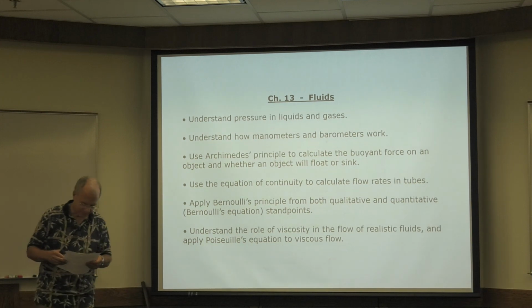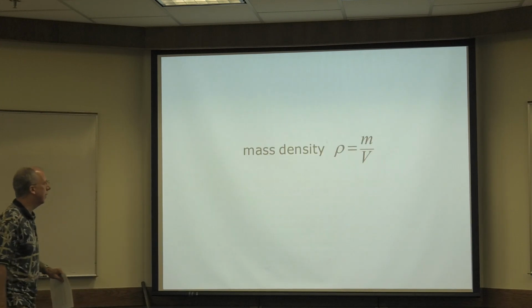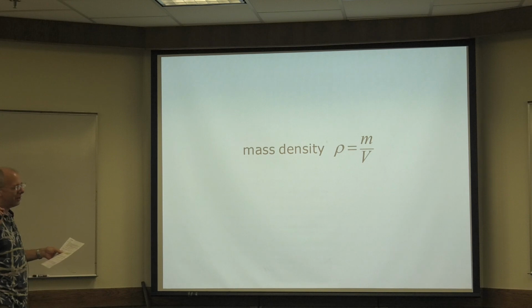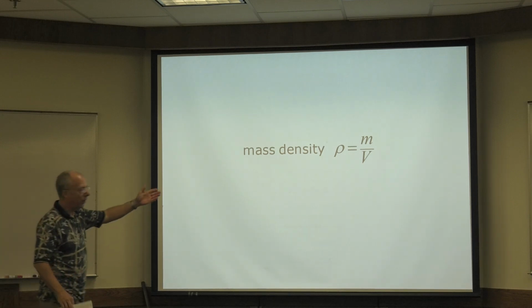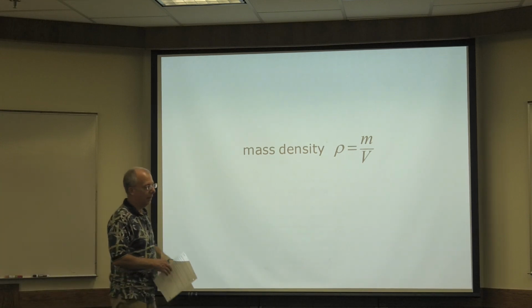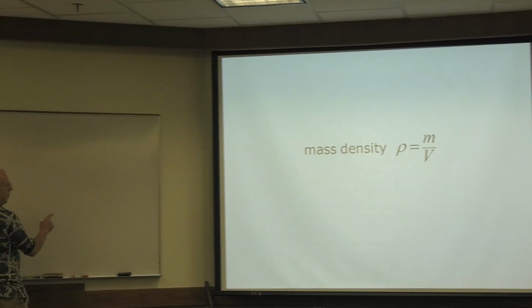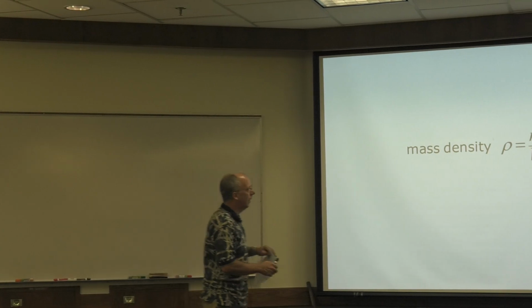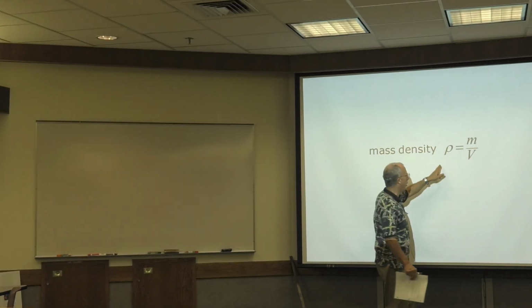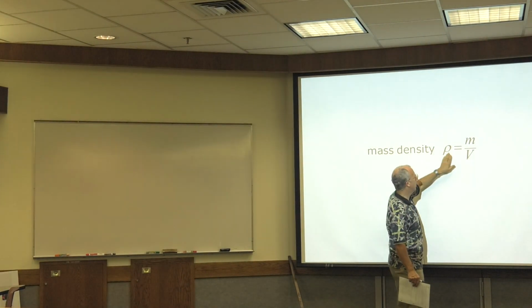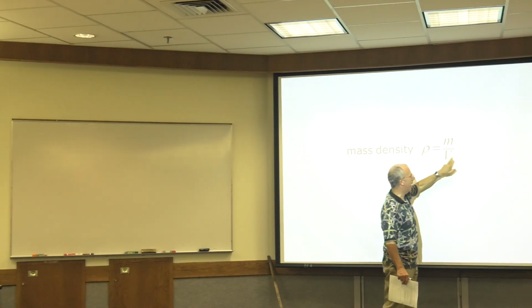Okay. All right, let's talk about pressure. Oh yeah, sorry, before we do pressure. So this is something that we're going to use all the time in this chapter. And you should know this from chemistry, right? So this is mass density, and physicists like using rho, the Greek letter rho. So the mass density is the mass divided by the volume.